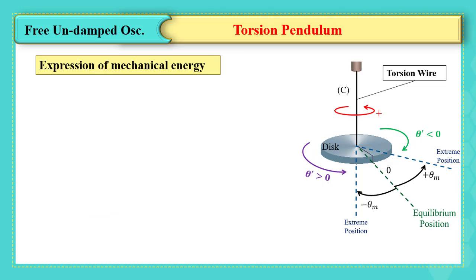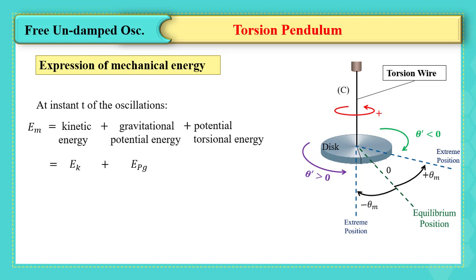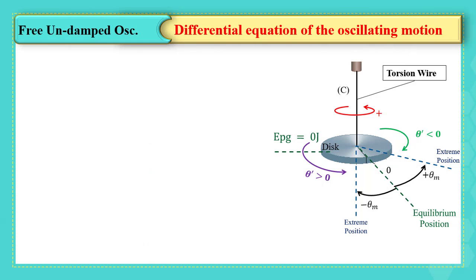In the aim to study the motion, we should define the mechanical energy. Mechanical energy at an instant t of the oscillations is given as the kinetic energy, the gravitational potential energy, and the potential torsion energy. Taking the horizontal plane passing through the plane of the disk as the gravitational potential energy reference, then the gravitational potential energy is 0. Thus, the mechanical energy can be written as just half I theta prime squared plus half C theta squared. We should start with the differential equation of the motion to find its time equation.